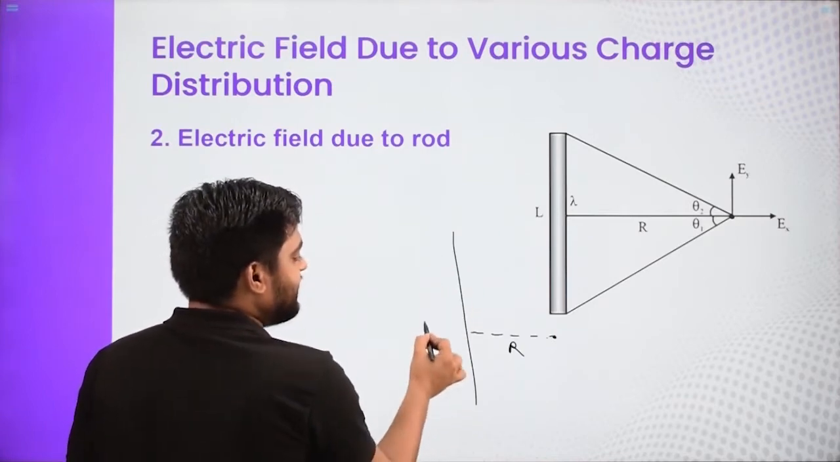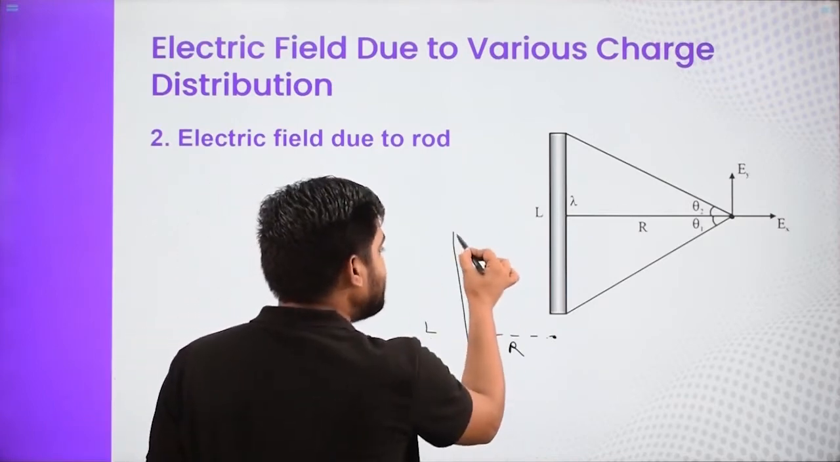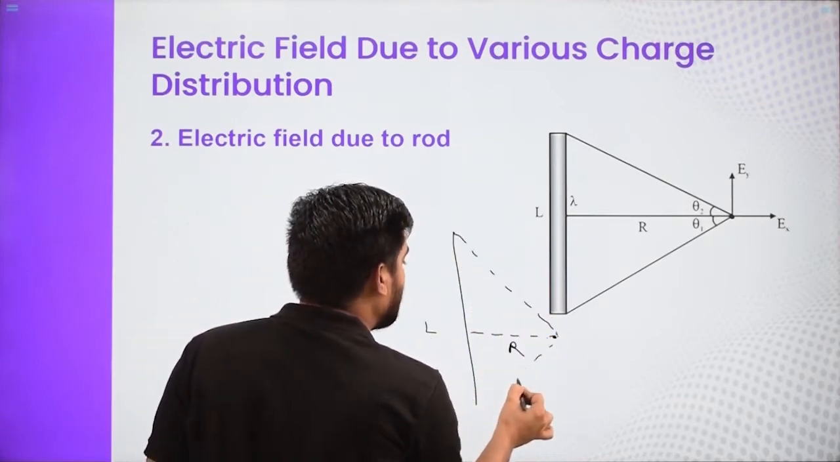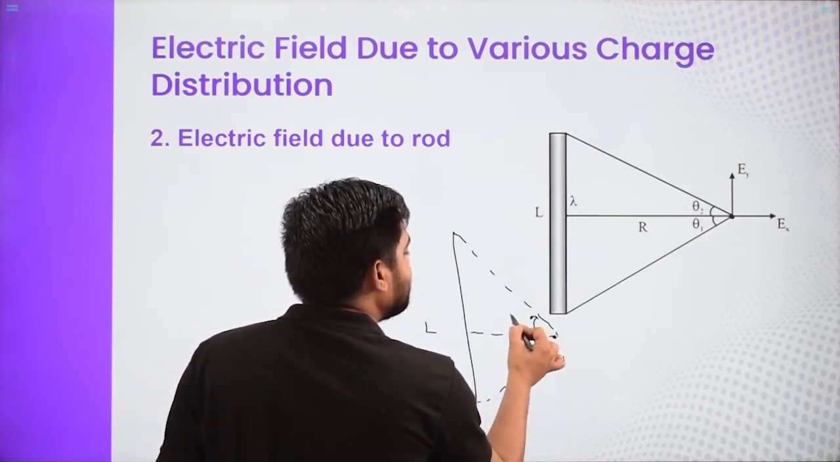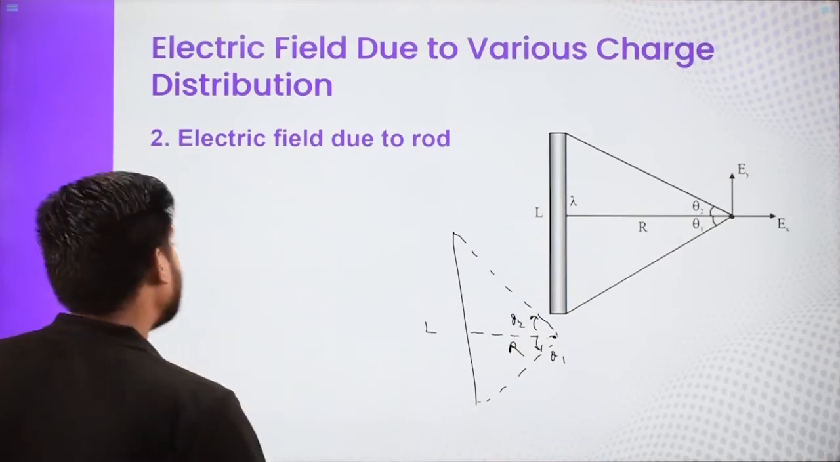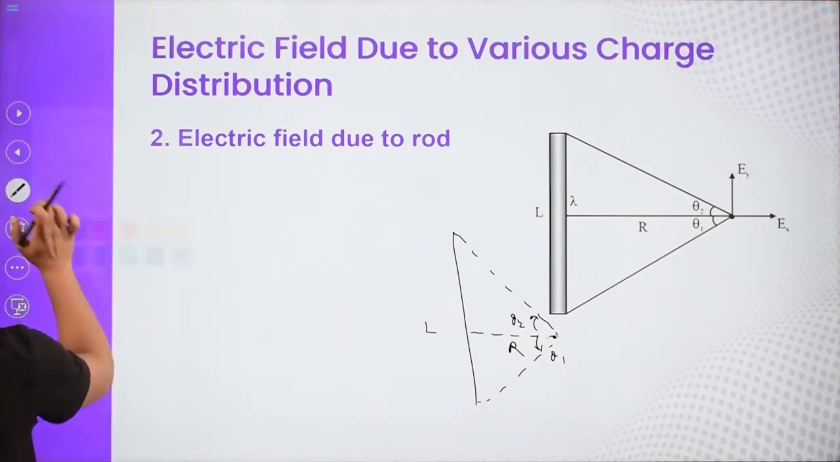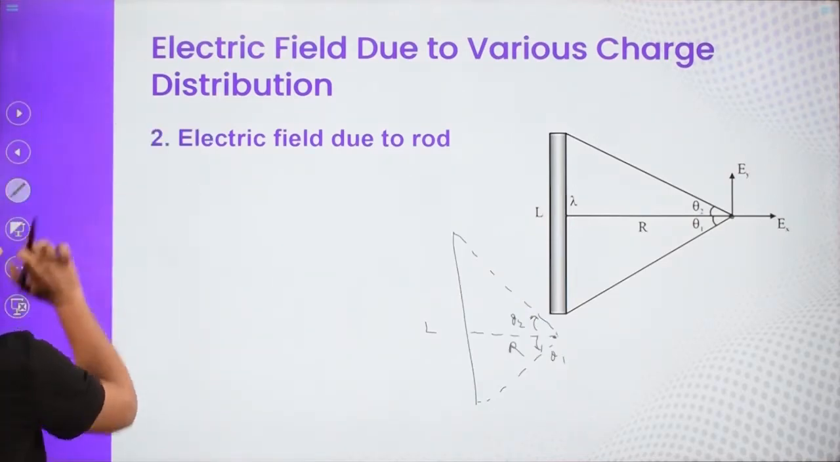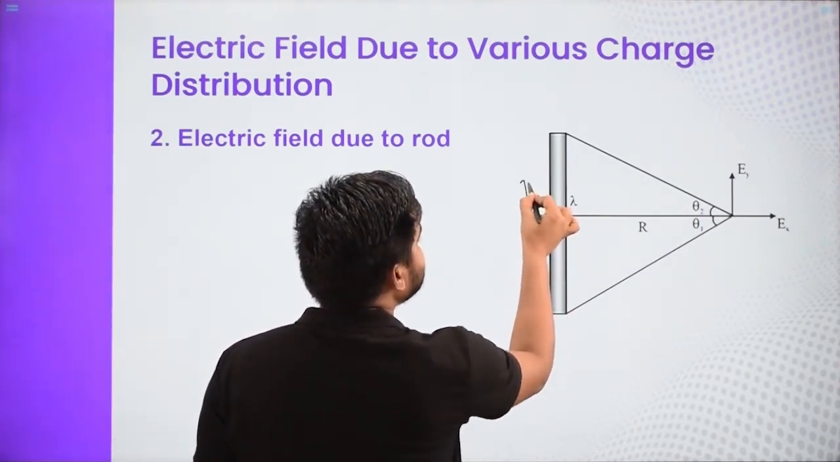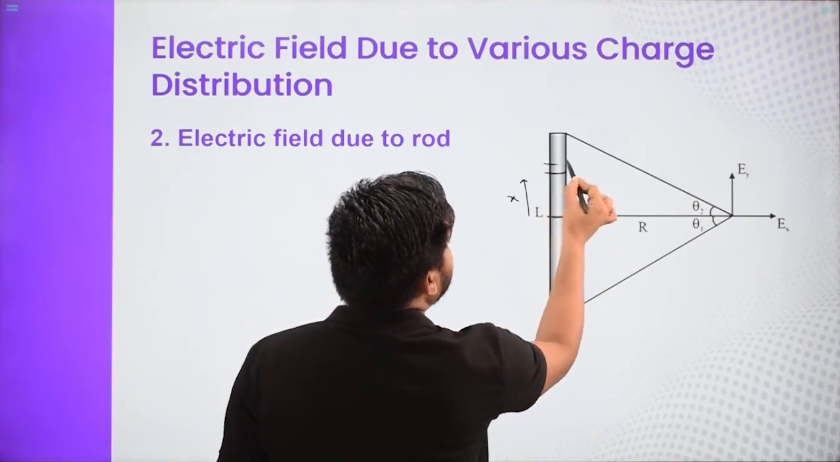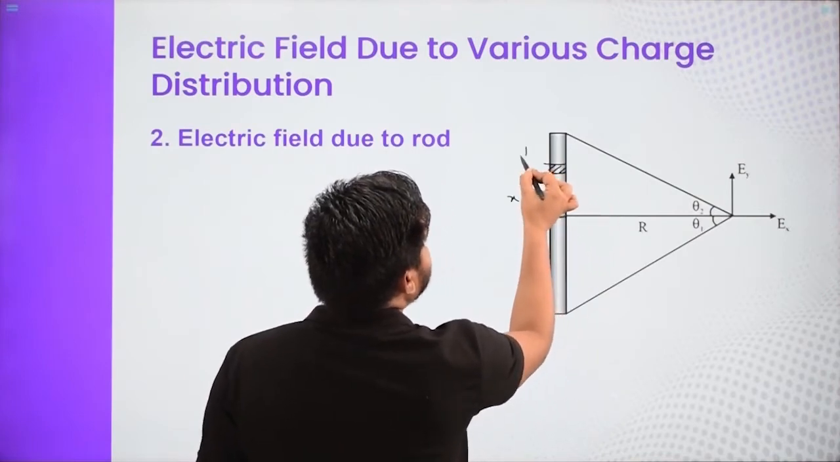The rod itself has L length, and when we join the two ends of the rod to the point, this angle is theta 1 and this angle is theta 2. So we are going to find the electric field due to that. To find it, again from this point I am going at x distance and taking a small element of dx width.